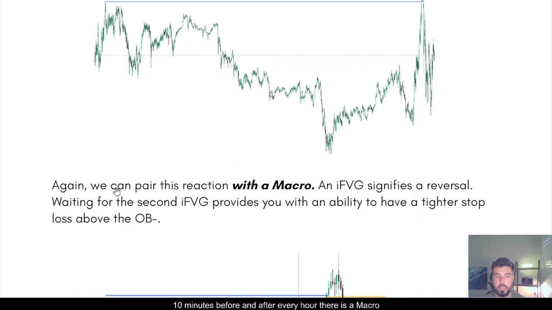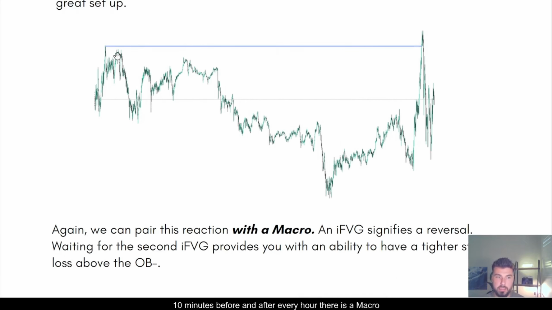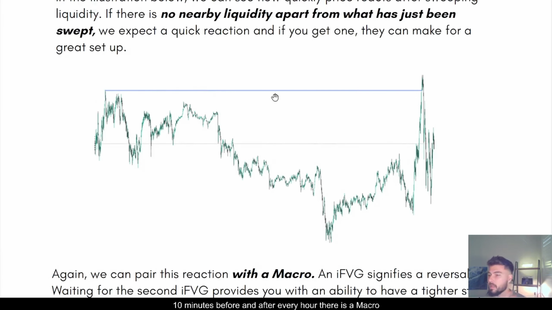Again, we can pair this reaction with a macro and use an inversion fair value gap to enter. So the reason why this is an A+ setup is because if not now, then when? That's kind of what I call this model. If not now, then when? If it's not going to react here, then when is it going to react? It's going to go to external liquidity way up on the hour time frame, the daily time frame.